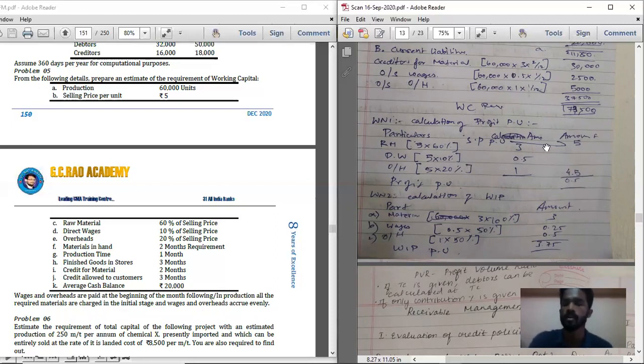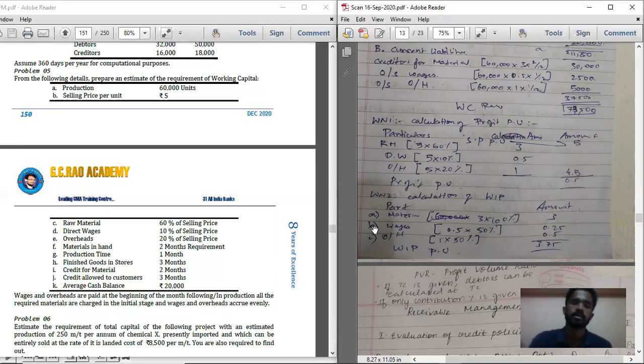How much is the raw material cost? Rupees 3. We have found that raw material cost is rupees 3. So in respect of raw material, open a bracket, 3 into 100%. Now close the bracket. In the amount column, put rupees 3.